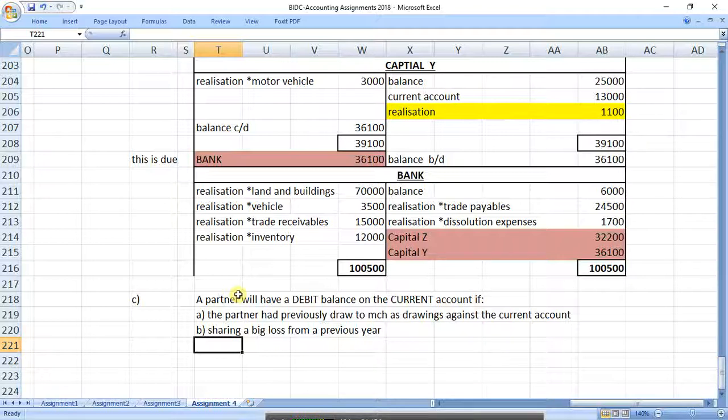Okay, so if a big loss arises, a big loss will severely debit their current accounts. If you want to, you could also add an extra one in terms of interest on drawings. Interest on drawings could also create a problem. Interest on drawings will also debit the account, which makes it overdrawn. Right, and that's another assignment done.